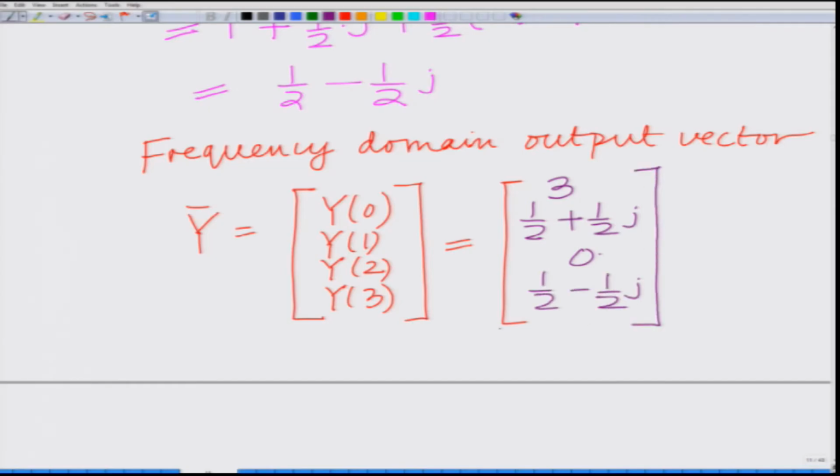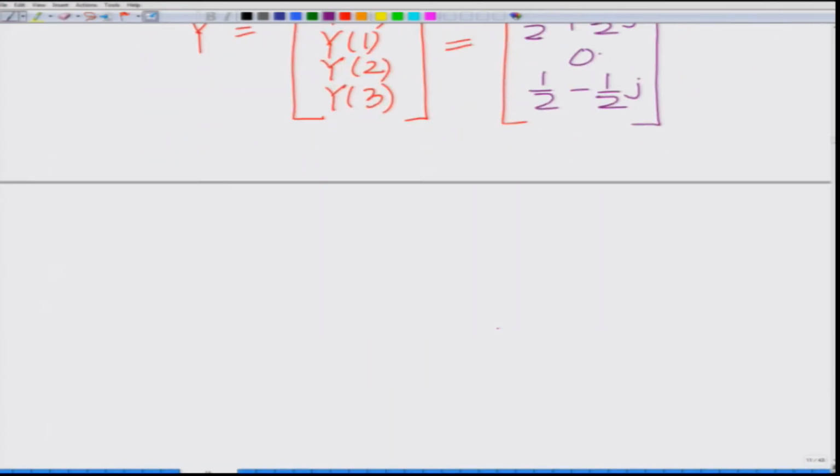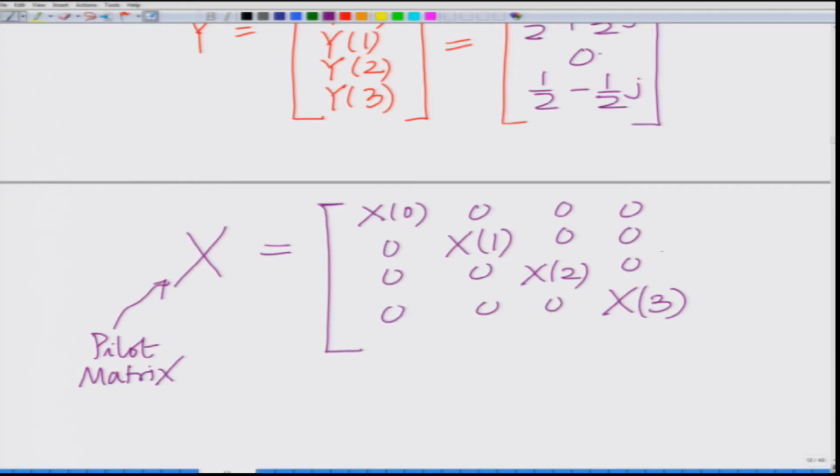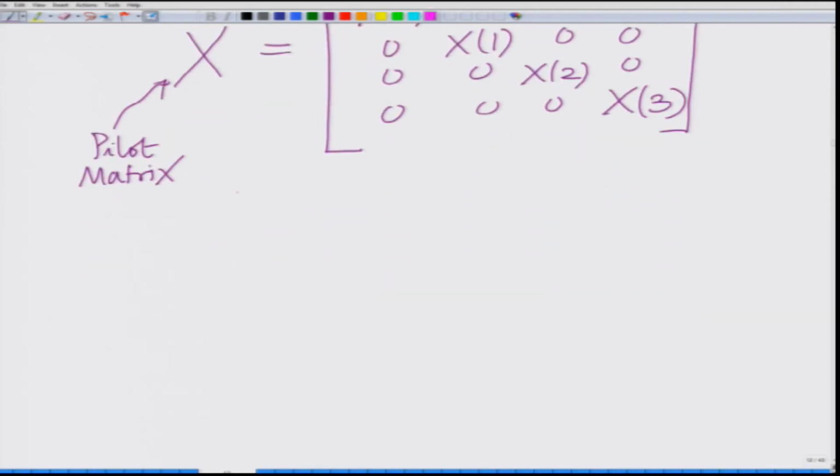Now, let us form the pilot matrix X. This is our pilot matrix. Remember, this is a diagonal matrix in the case of OFDM. This is equal to the diagonal matrix with X0, X1, X2, X3 on the diagonal and 0 elsewhere. Remember this, what is this? This is a diagonal matrix.